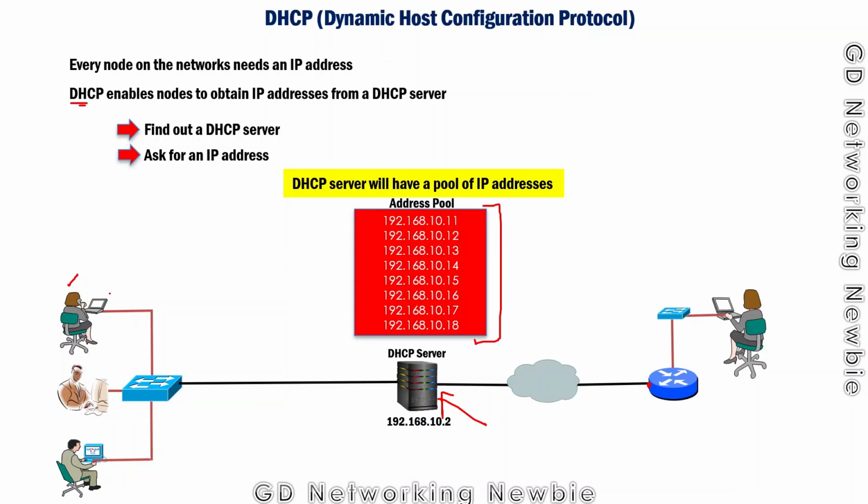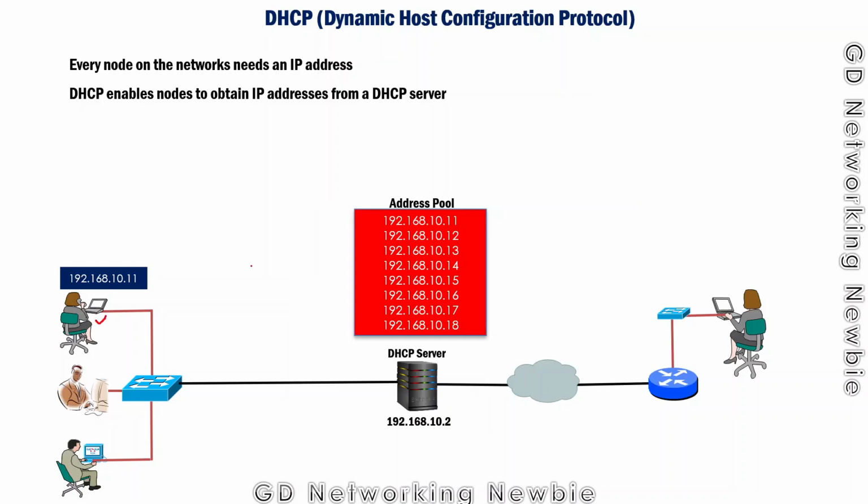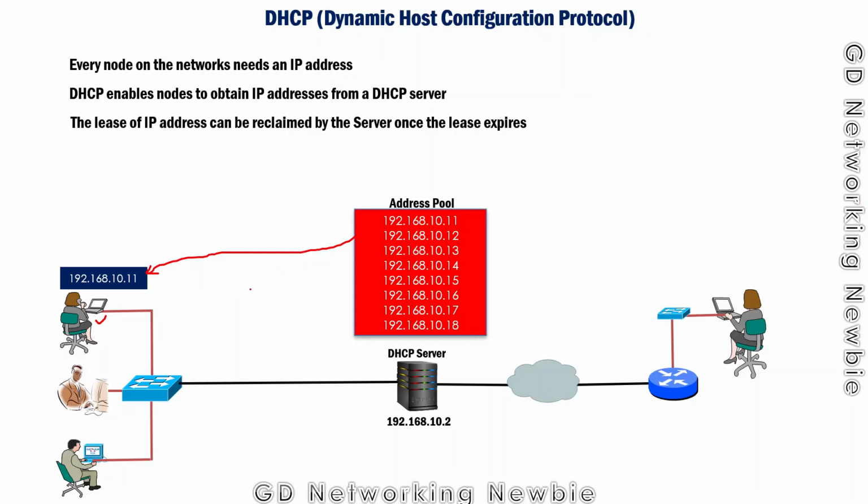For example, in this case, we can say that this client made a request, and the DHCP server on the basis of the request has assigned this IP address to this client. This IP address will be assigned for a certain time, which is known as the lease time. The lease of the IP address can be reclaimed by the server once the lease expires. So it means the IP address has been given to the client for a certain time, and when that time expires, the IP address can be taken back from the client.